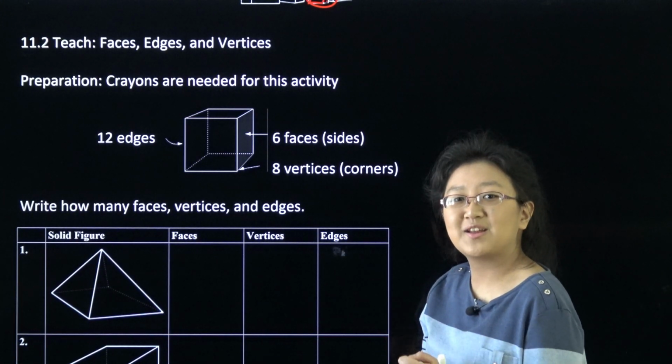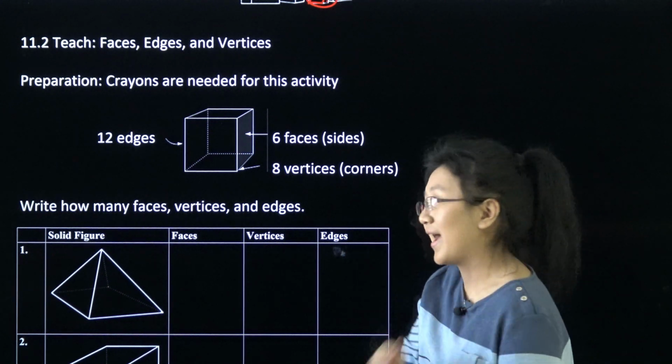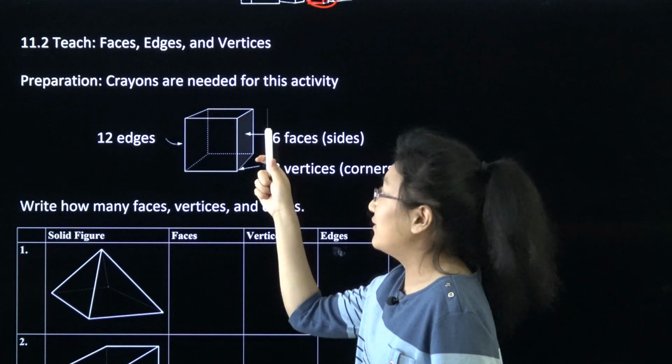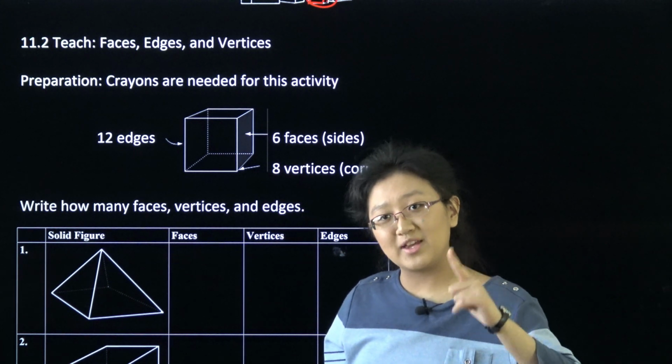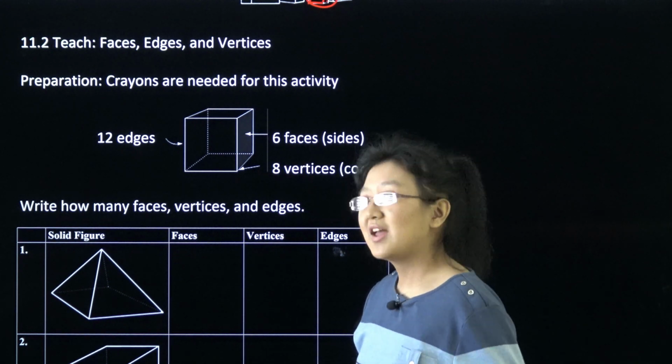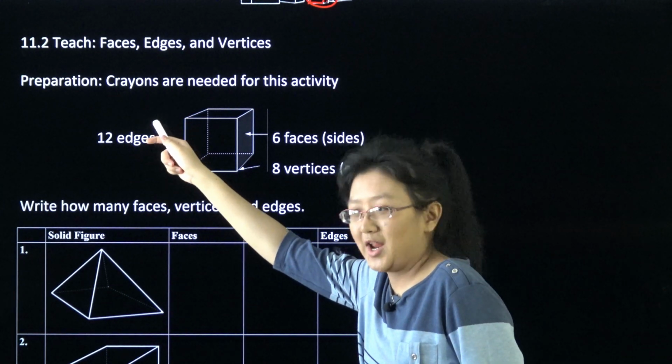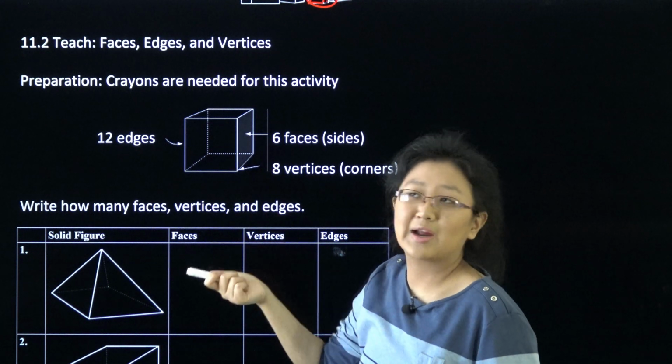We're finally finished section number 1. Hooray, give yourself a pat on the back. Now we're on section number 2 of chapter 11, where we will be teaching you about faces, edges, and vertices of solid shapes. Preparation? We also need crayons, or you could use a pencil, anything to write with.